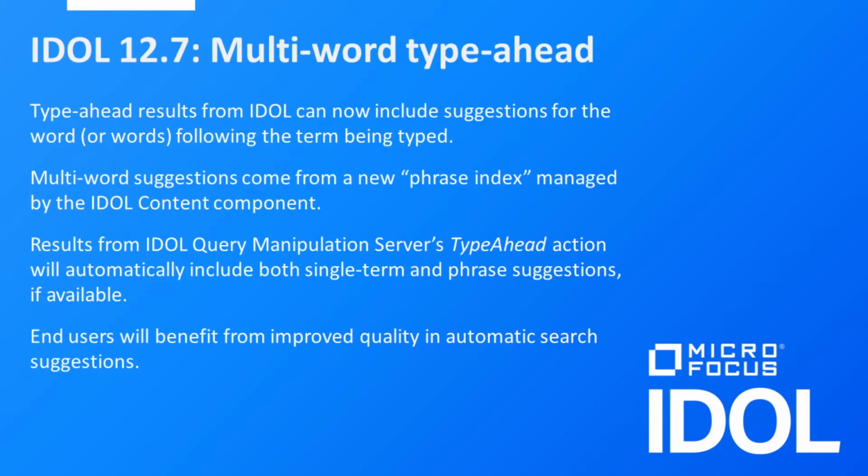These suggestions are powered by a new data index within the IDLE content component, which we're calling the phrase index. It records sequences of terms that are likely to occur together in a document. There are config parameters to control the maximum length and minimum frequency of phrases included in the phrase index, so that an administrator can tune the data footprint while still getting acceptable results.